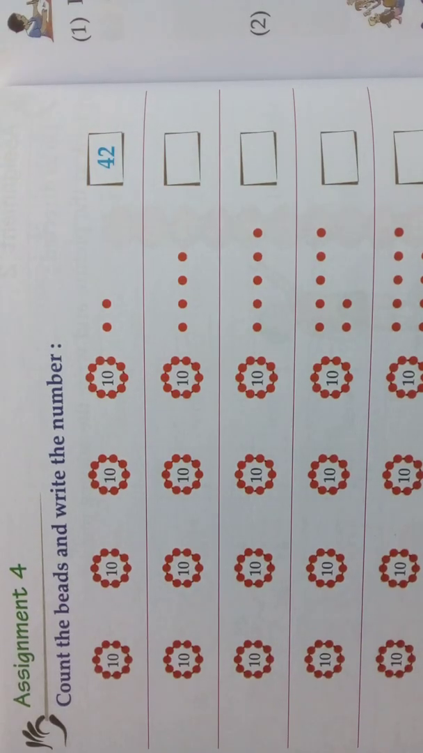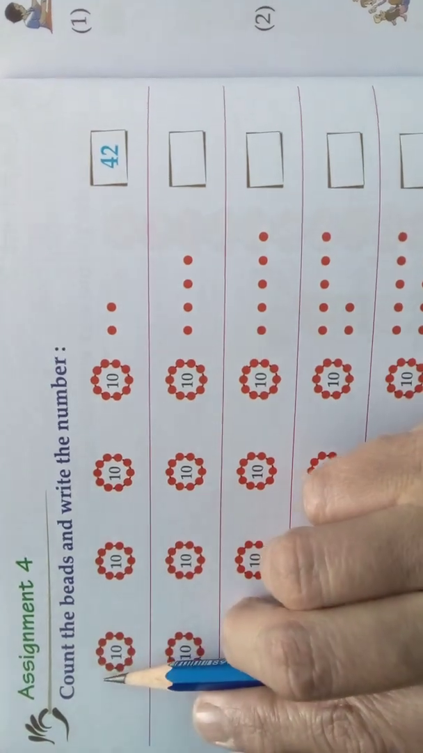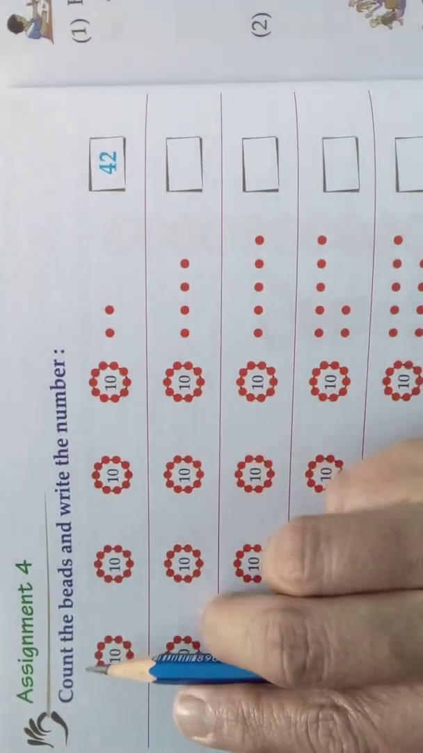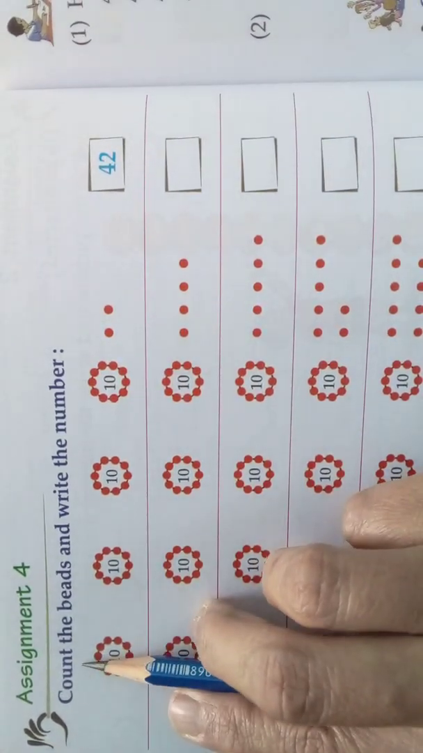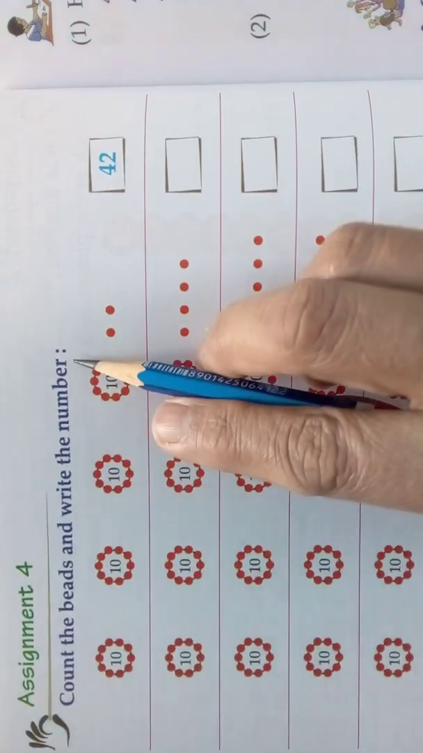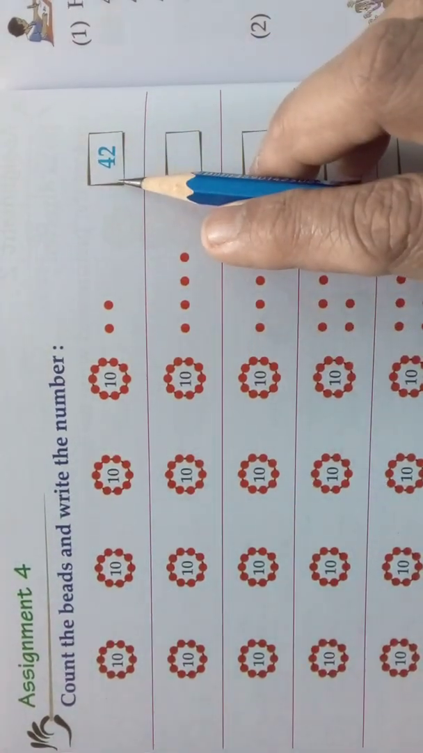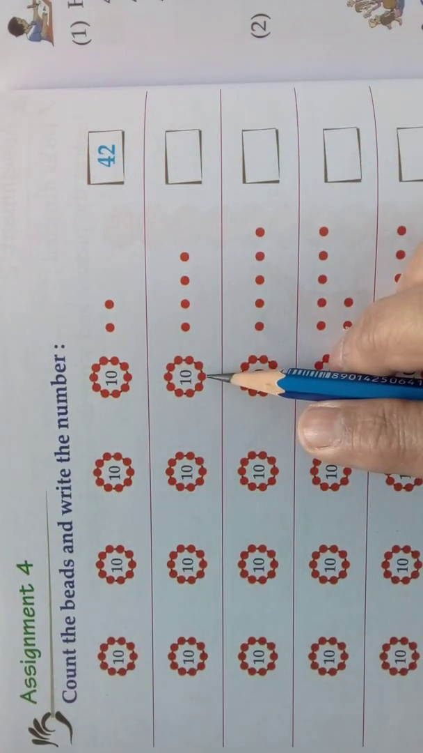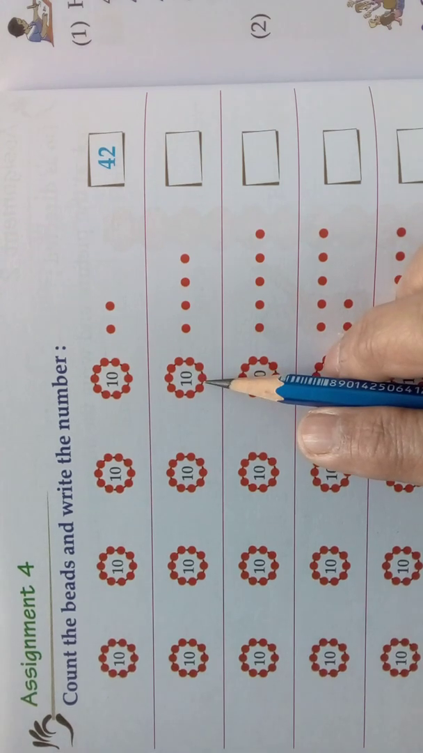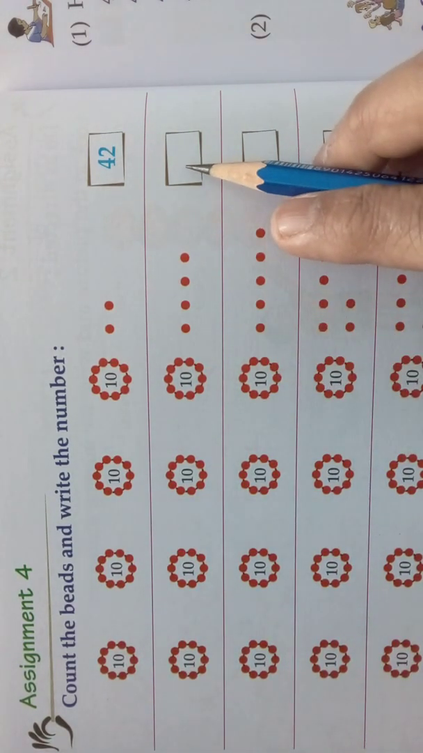Assignment 4. What's the question? First read the question properly, so that only you can understand the question and answer the sum. Okay. Count the beads and write the number. So, what we should do? We should count the beads and we should write the number. See, this has been done for you. Come, we will go to the next one. Okay. What we should do? We should count the beads and write the number.